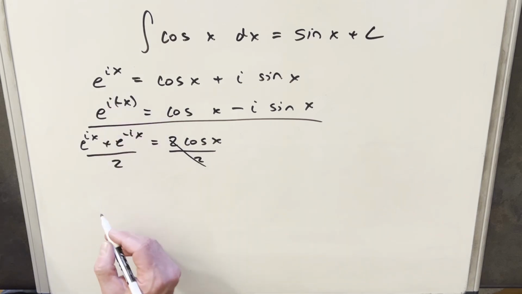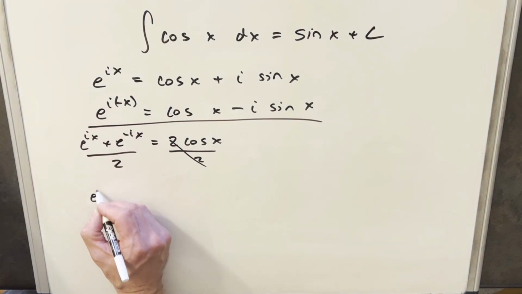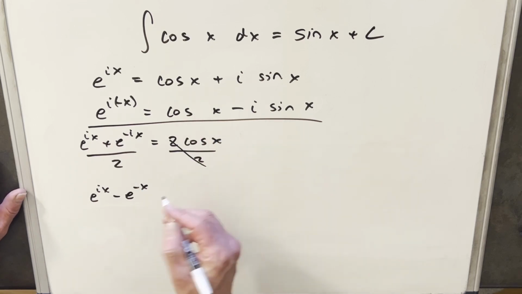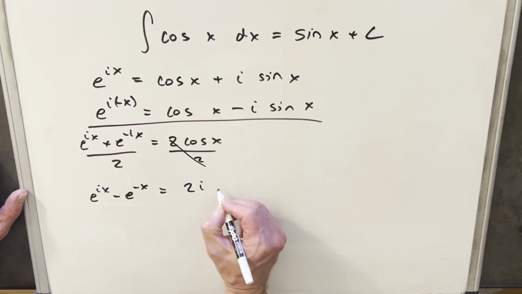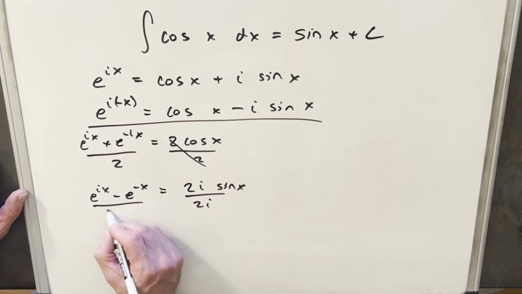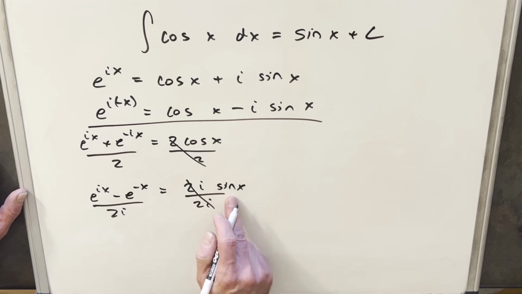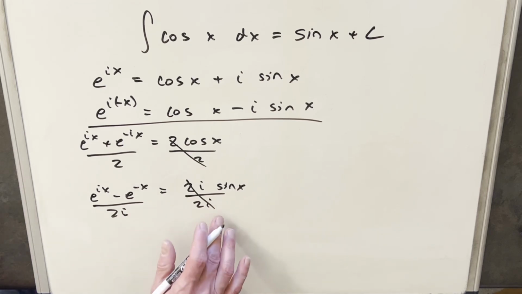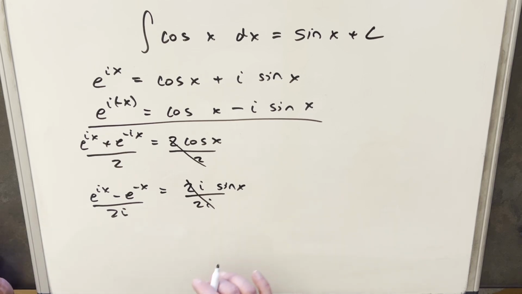Now the other thing we could do is subtract these two. Let's do that really quick. When we subtract these, the cosines are going to cancel and we end up on the right side with 2i sine x. Then if we divide out the 2i, we have our complex definition for sine. So that's where those two definitions come from. Let's save that and we'll continue.